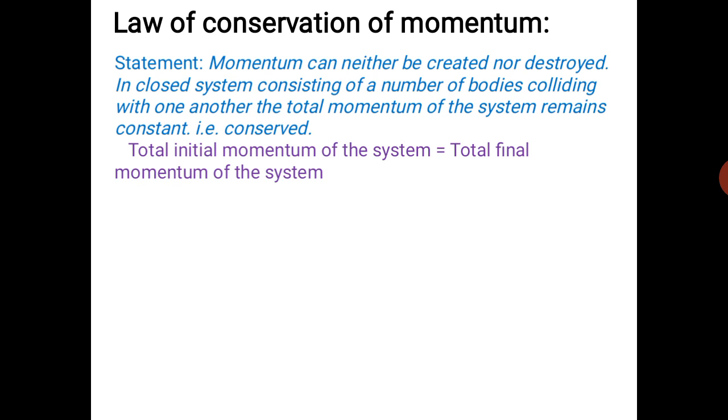Whatever the total momentum of the two bodies before collision, the total momentum after collision is the same. Is it clear? Suppose the initial velocities of m1 and m2 are u1 and u2, and after collision the velocities are v1 and v2. Then m1 u1 plus m2 u2 equals m1 v1 plus m2 v2. So there is no profit or loss of momentum.